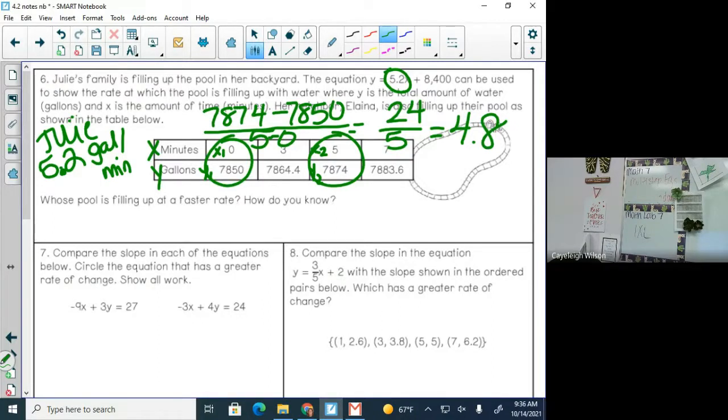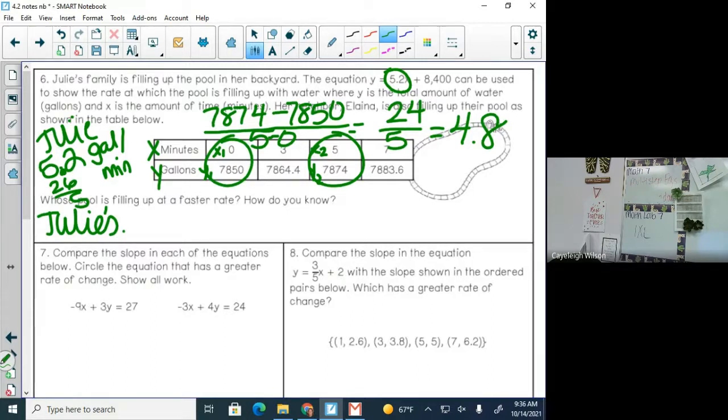So whose pool is filling up quicker, Taryn? Julie's pool. And it says, how do you know? I also want to say, I changed 5.2. That's okay. So what is that? It's 5 and 1/5, so that is 26 fifths. So Julie's is filling up faster because she has 26 fifths and Elena only has 24 fifths.